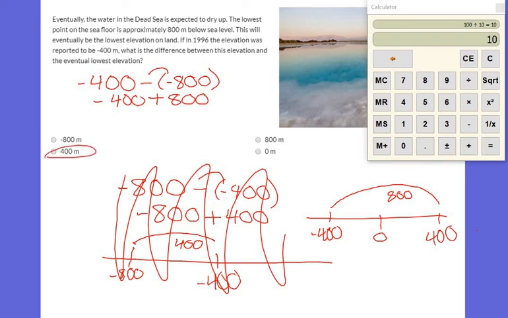So you've got to make sure you're writing the problem right, because they said the difference between this elevation, so that one first, then the lowest one, which was this one. So I had to make sure I was writing it correctly.